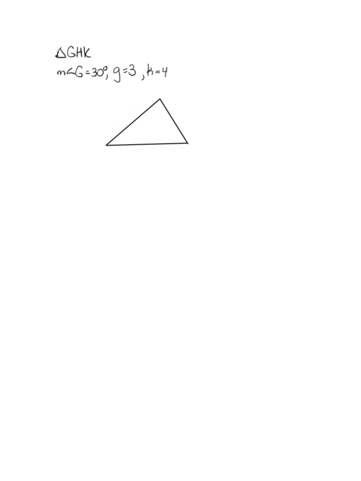So let's look at an example, which I believe is in the review page. Triangle GHK. It tells me angle G is 30 degrees, little g is 3, and little k is 4. The first thing I do is draw out a generic triangle: G, H, K. G is then 30 degrees. Little g, which is opposite that angle, is 3, and k is 4.